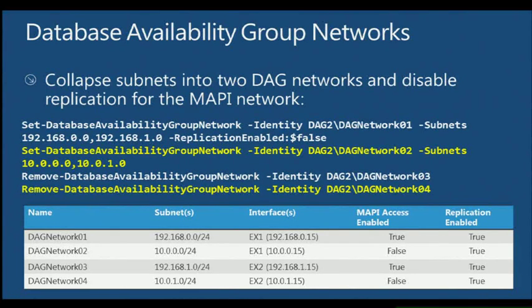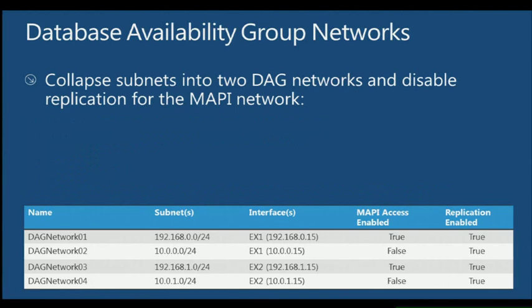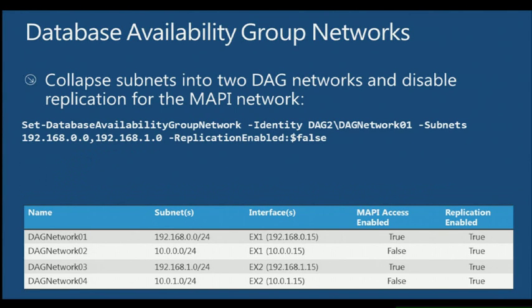Now, these 4 commands, because they're word wrapped, I've color-coded them, white, yellow, so you can see where one starts and one stops. So here's what's going to happen. I'm going to run through them one at a time. I'm going to use the Set-DatabaseAvailabilityGroupNetwork cmdlet. That's the command I use to manipulate DAG networks. I pass in the identity. In this case, I've decided to keep DAG network 01 and 02, and I want to take the information from 3 and 4 and move it up into 1 and 2, respectively.